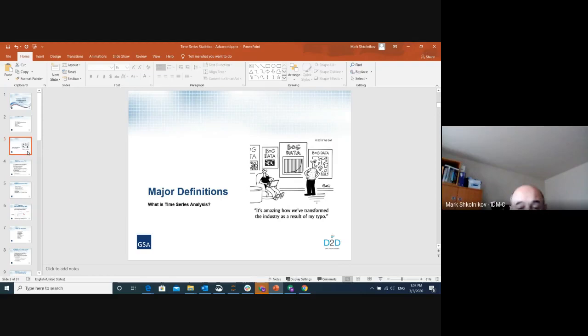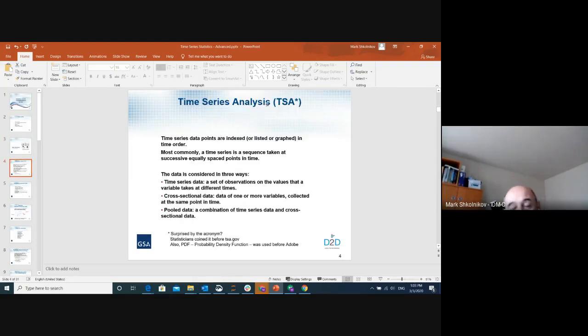First, major definitions. What is time series analysis? And I put this caricature with the bulk data because people make typos and sometimes people are confused by same meanings of the different acronyms. And so time series analysis is acronymed as TSA. The only two things I would like to say, the statisticians were the first to use TSA as an acronym, and then came the government and made everyone confused. Also, statisticians used the acronym PDF for probability density function, and it was done way before Adobe.